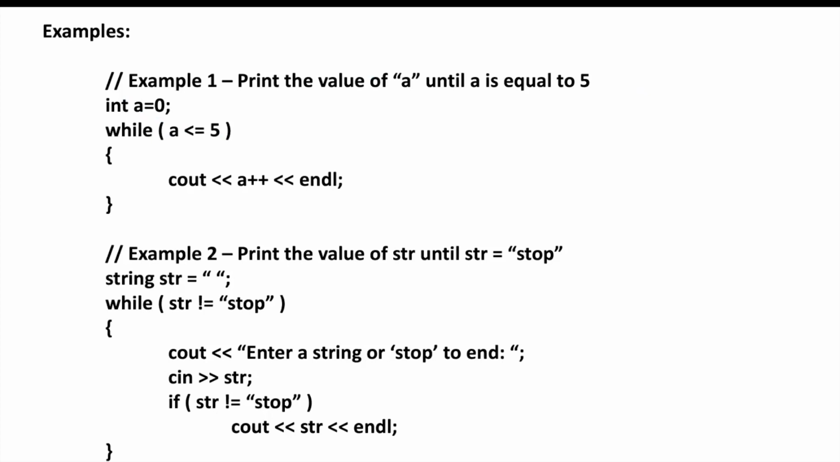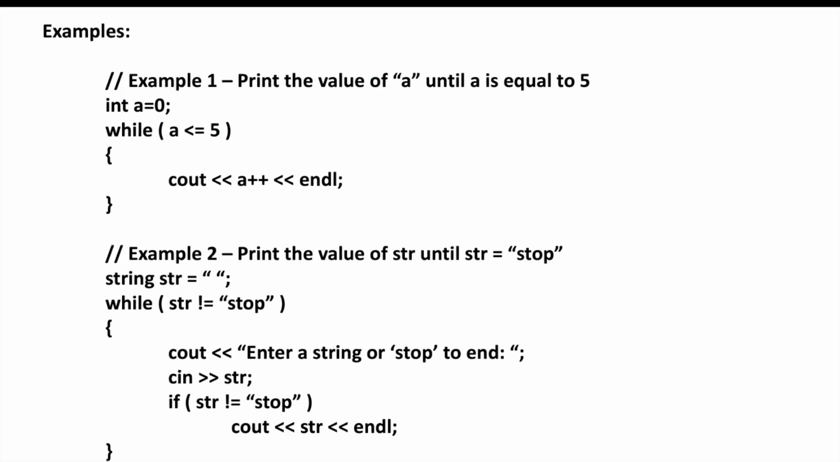int a equals 0, while a less than 5, cout a plus plus endl. So it's going to print a, and a is going to increment with the a plus plus, and it's going to evaluate, but it's going to go in, it's going to evaluate at least once. But of course, my initial value is 0, so I know it's going to go in at least once.